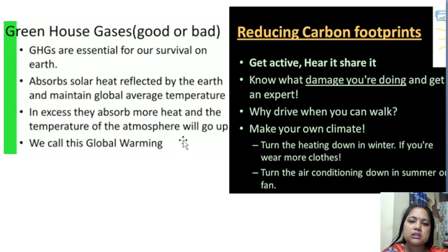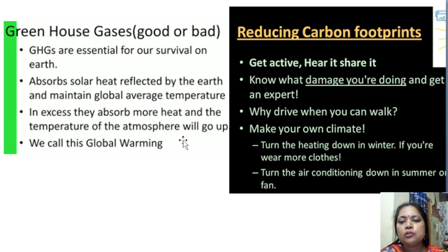So greenhouse gases, are they good or bad? We know that greenhouse gases are essential for our survival on earth because they absorb solar heat reflected by the earth and maintain the global average temperature. In excess they absorb more heat, that creates the problem, and the temperature of the atmosphere will go up. We call this global warming. All these things we discussed in the previous video, so you may go there and check for detail regarding what is global warming, what is climate change.